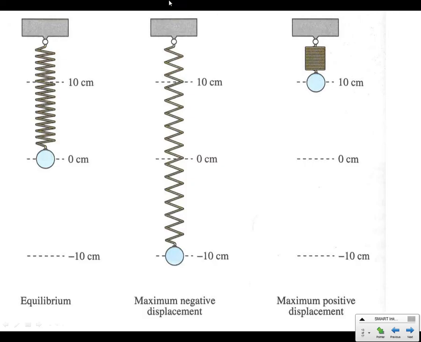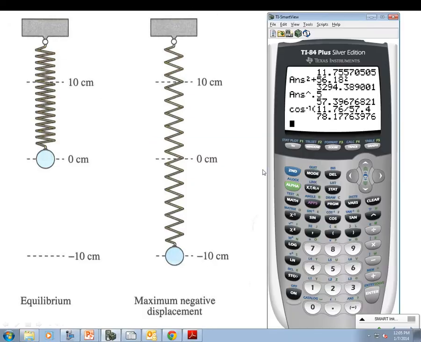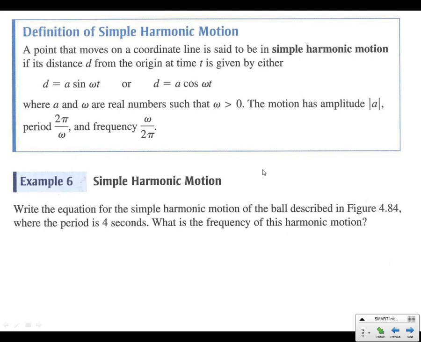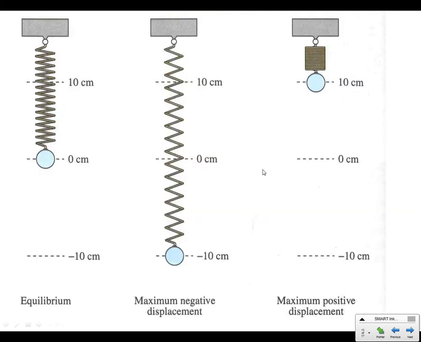Okay, let's finish here by talking about harmonic motion, which we'll do the formula for in a second. But harmonic motion is just any situation where we go down and then back up in repeated motions. Okay? So negative 10 would be our maximum negative displacement. Positive 10 would be our maximum positive displacement. And we just go back and forth and back and forth.